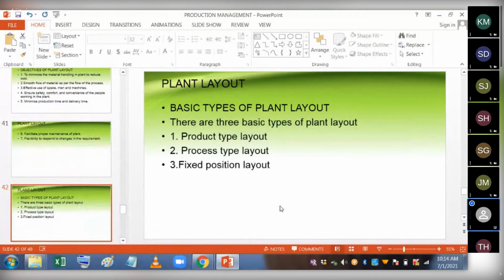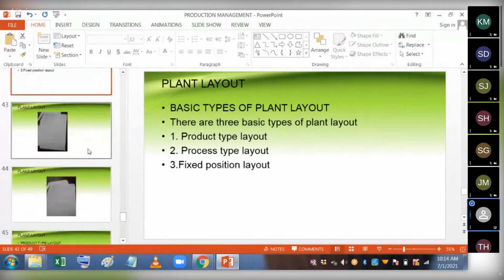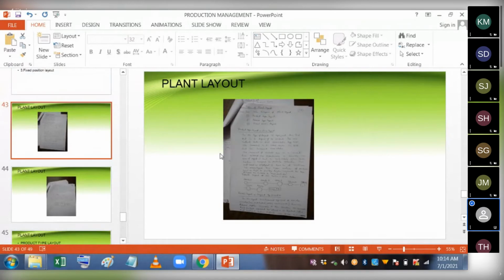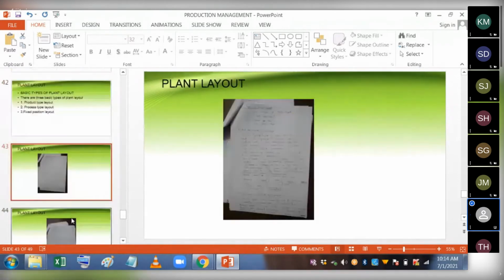Now, three basic types of plant layout: product type layout, process type layout, and fixed position layout. This I have explained in many ways, and I hope that you have already understood this. Then there was some write-up on the different types of layouts.